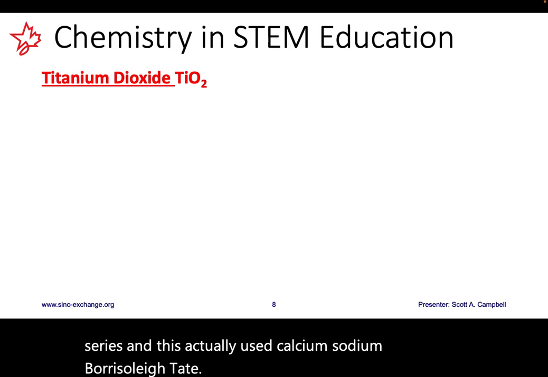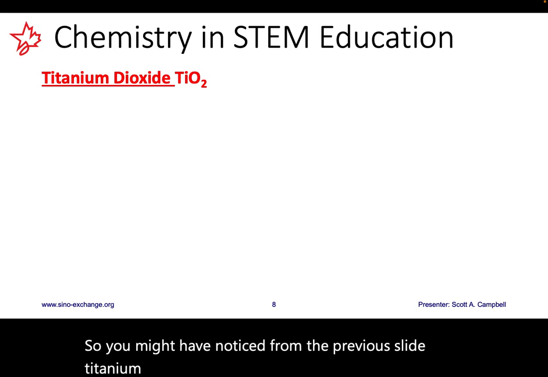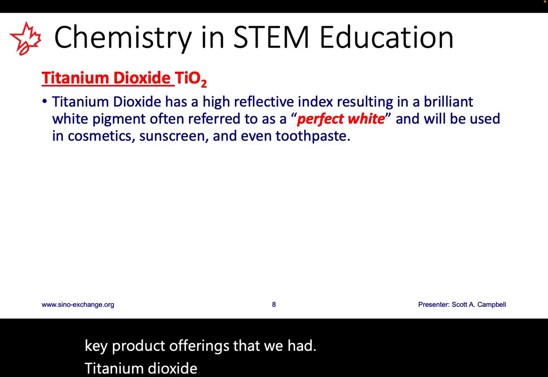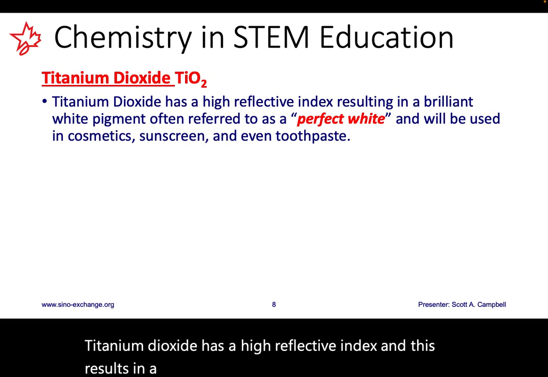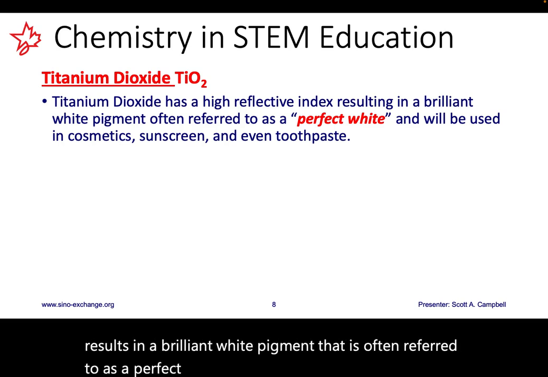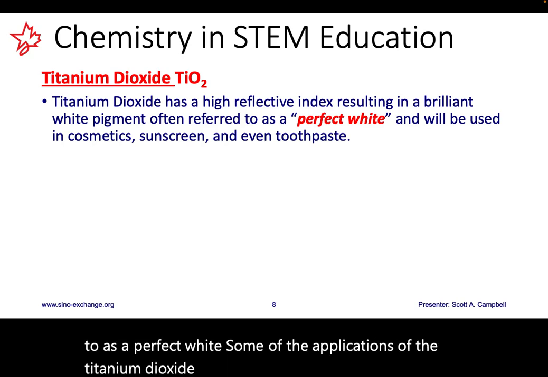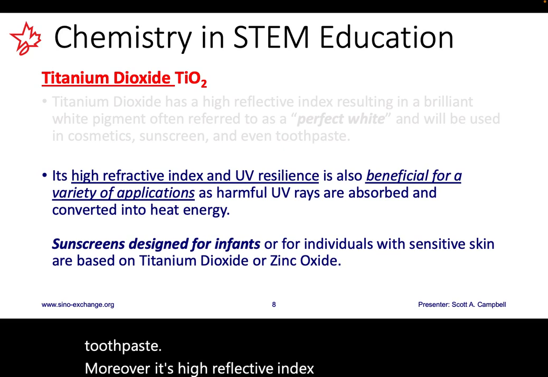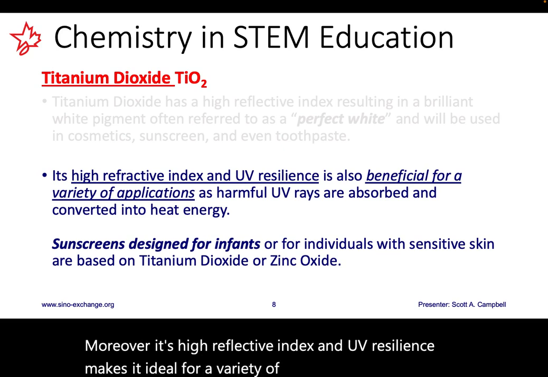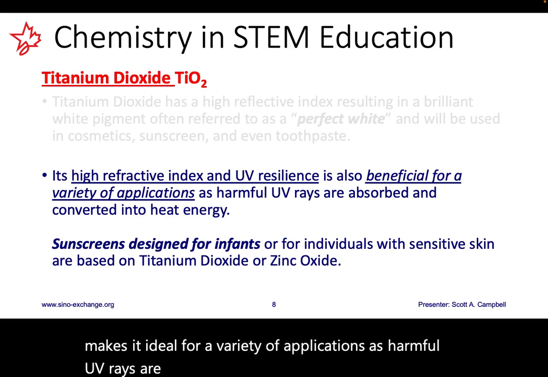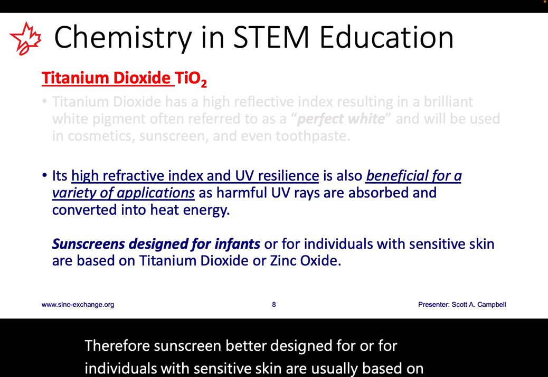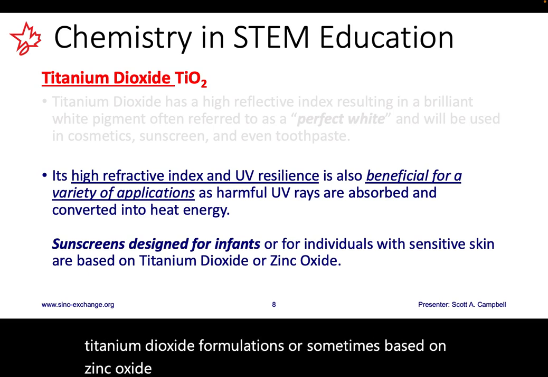So you might have noticed from the previous slide, titanium dioxide was a key component in many of the key product offerings that we had. Now, titanium dioxide has a high reflective index, and this results in a brilliant white pigment that is often referred to as a perfect white. Some of the applications of titanium dioxide include cosmetics, sunscreen, and even toothpaste. Moreover, its high reflective index and UV resilience makes it ideal for a variety of applications, as harmful UV rays are absorbed and converted into heat energy. Therefore, sunscreens that are designed for infants or for individuals with sensitive skin are usually based on titanium dioxide formulations, or sometimes based on zinc oxide formulations as well.